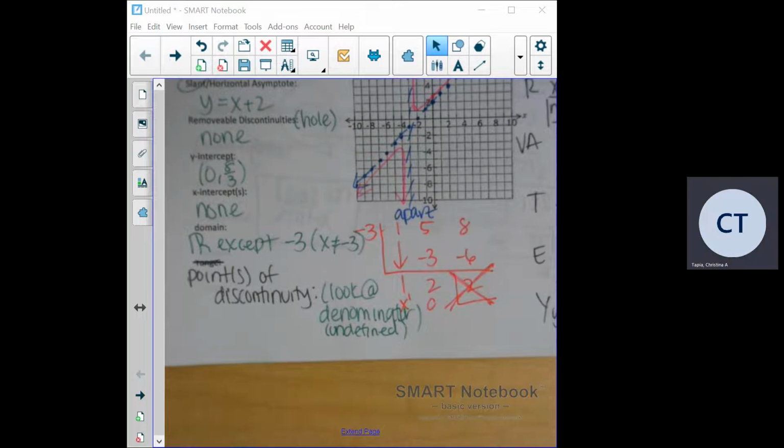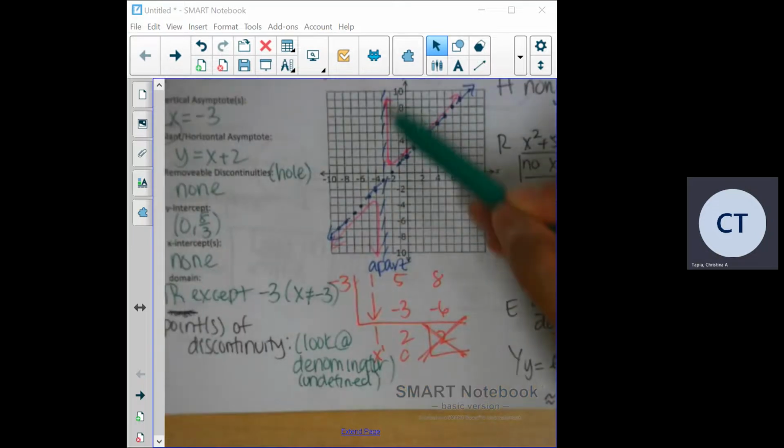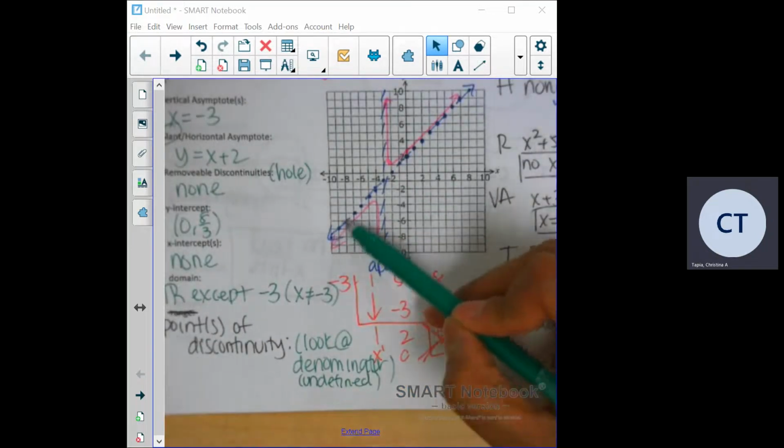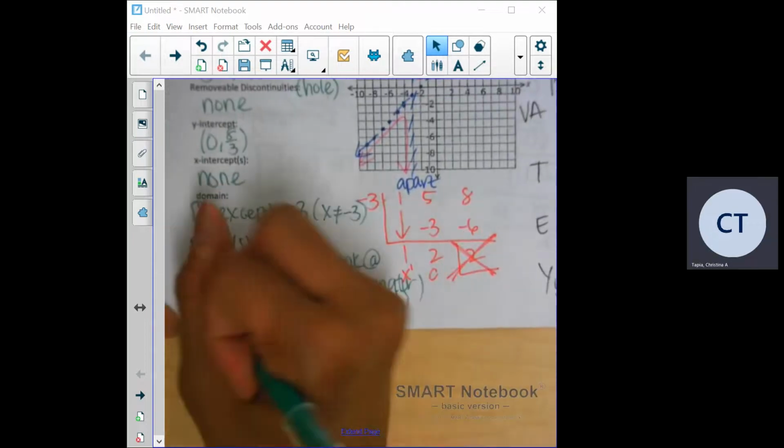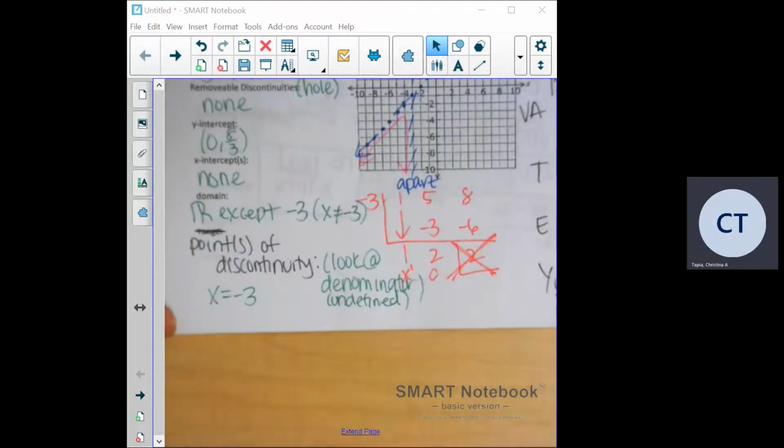So on this graph, it's very similar to the domain. We already know that we have a vertical asymptote at x equals -3. The slant asymptote is not affected by this. So your point of discontinuity is just x equals -3. That's it. It's not a coordinate, it's just what are the x values that are not going to exist.